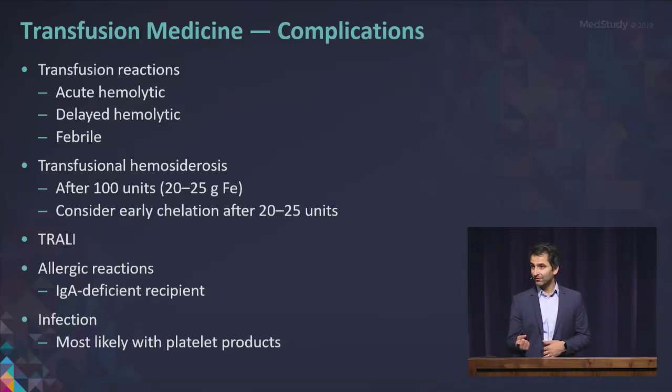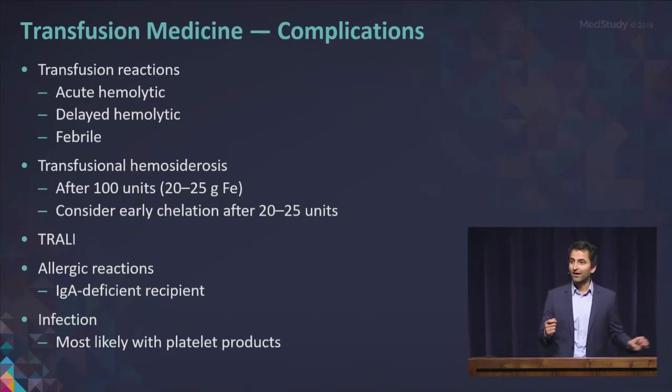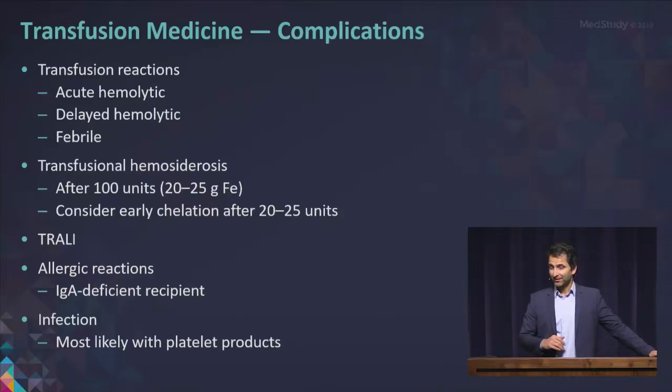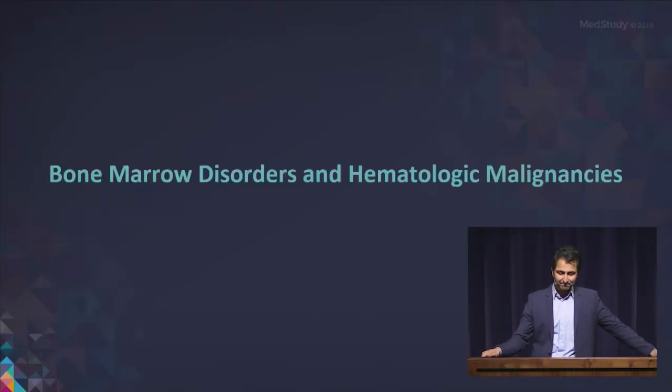Delayed hemolytic reaction usually happens about a week later. So they get their transfusion, they do fine, and they come back a week later, they've got some dark urine, a little low-grade fever, and their hemoglobin dropped again. Think of a delayed hemolytic reaction. These are usually Rh incompatibility. And then you can have the febrile reactions, which are not hemolytic. These are the most common ones we see in patients. The patient has a low-grade fever while they're getting a transfusion, but there's no hemolysis. It's related to leukocytes and the cytokines in the transfused blood product.